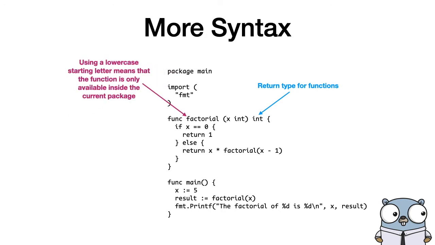The function name starts with a lowercase letter, so that means the function is only available inside the current package. Then here's an if statement, and notice that in Go, if statements do not require parentheses.